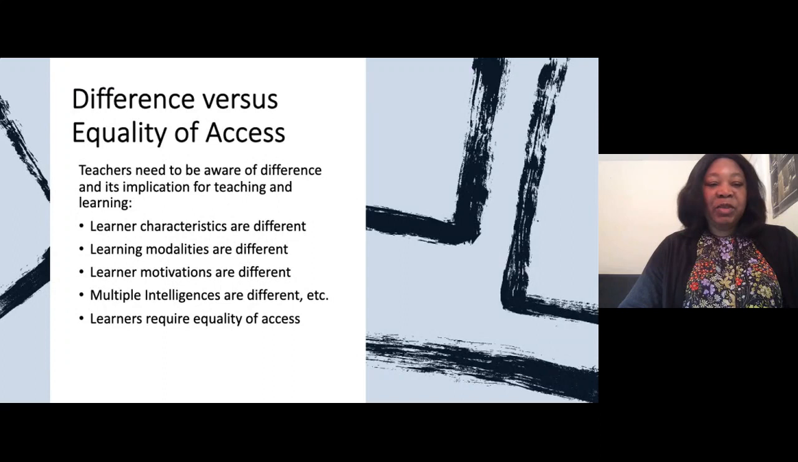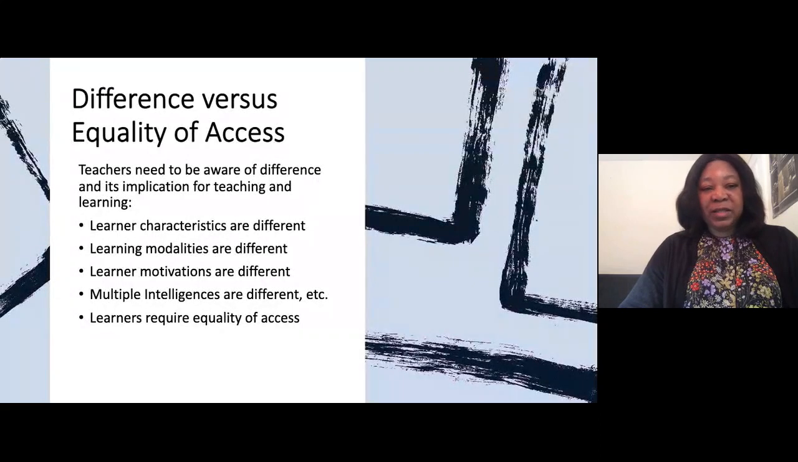Now, in previous lessons, we talked about difference, and we can describe difference in terms of learner characteristics, which is basically their ages, their learning levels, their attributes. They could be shy, they could be dominant learners, their motivation, their interests, their gender, for example. We also learned about learning modalities, and we talked about the tactile, kinesthetic, visual learners, and auditory learners.